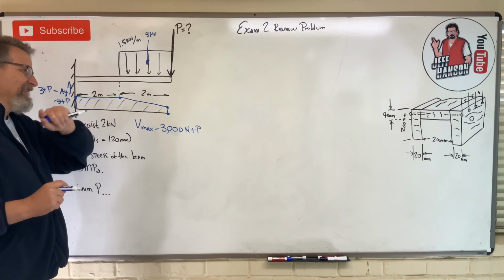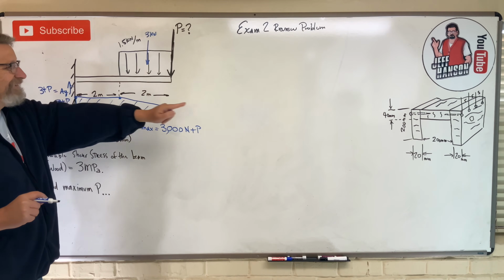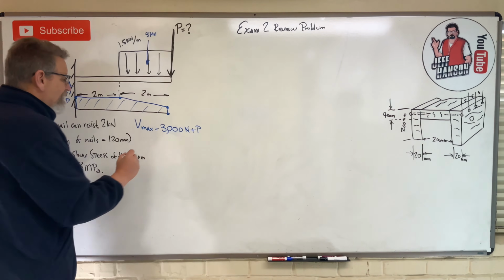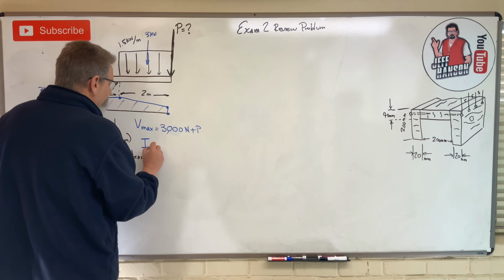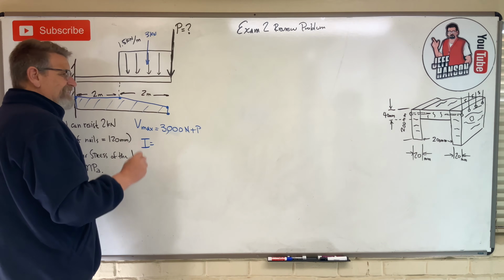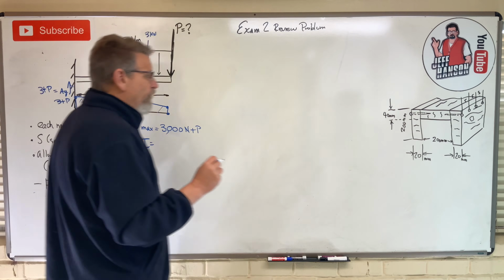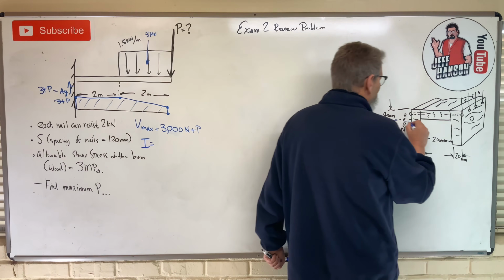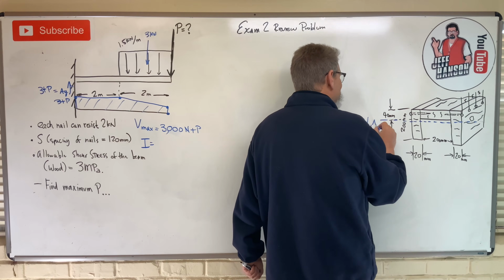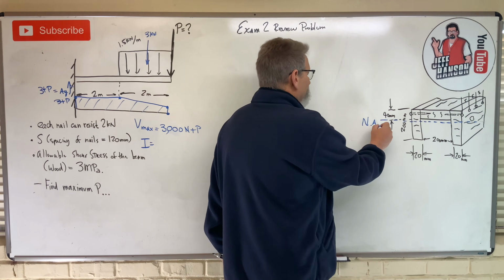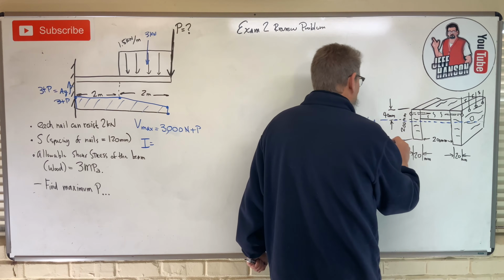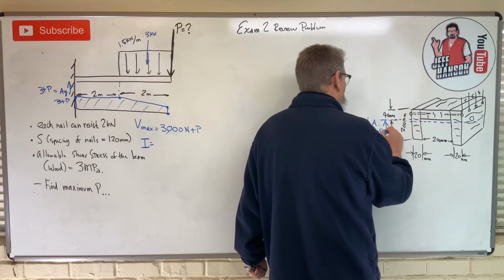Now I'm going to need V whenever I do, maybe some VQ over IT here in a second. I think I'm going to need I, okay? And in order to find I, I think I'm going to need to know where the neutral axis is, which means I have to find the centroid of this thing, don't I? I've got to find Y bar, okay?